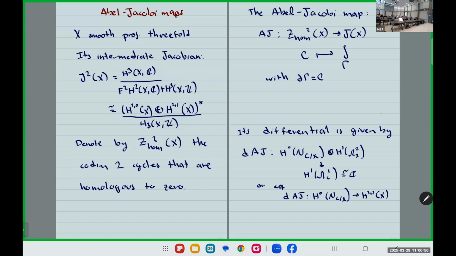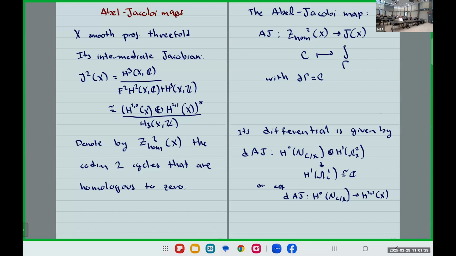So now we will denote by this the codimension two cycles that are homologous to 0, and the Abel-Jacobi map is going to be defined on these cycles as follows. If you take a cycle that is homologous to 0, I will take a chain that bounds it, and I will integrate these test forms on this chain, and this is going to be the definition of Abel-Jacobi.